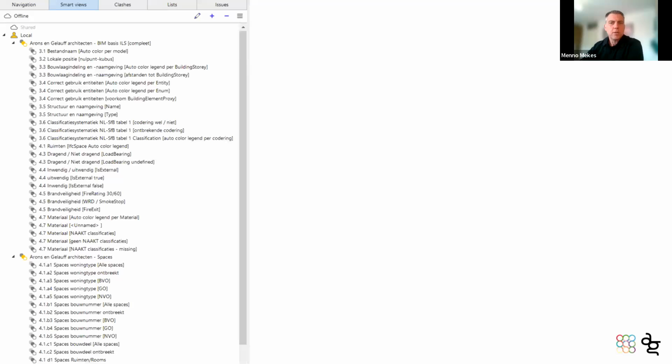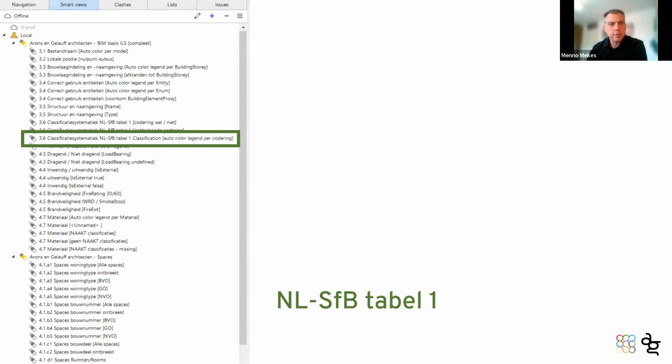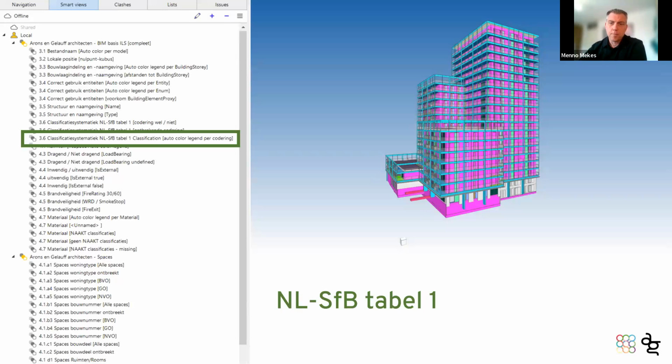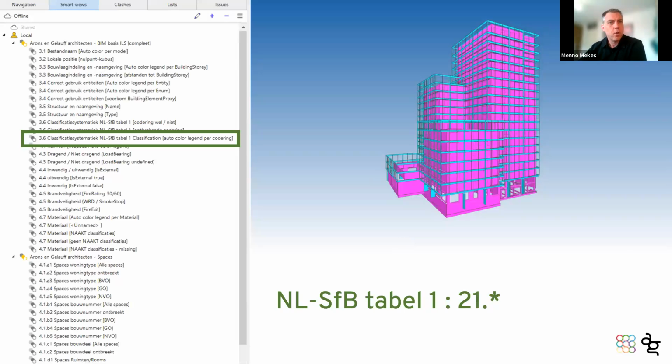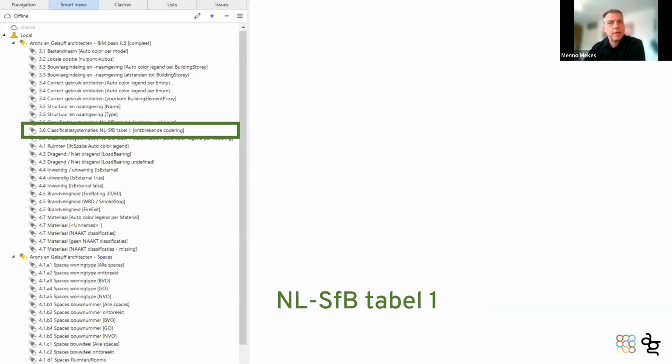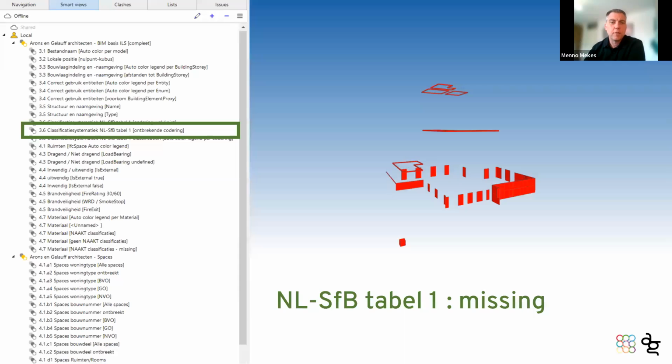Now, when you've done some model checking, it's quite easy to understand. This is my list of smart views that I run for the models that I export. So let's run the NL-SfB tabel 1 classification code. Well, when I say I run them, I actually double click them and look at the results manually. So I can see the exterior walls with a specific code, 21 dot something. But what I can't see are the walls that need to have this code. I need to run a different smart view to see what walls need to have this code.